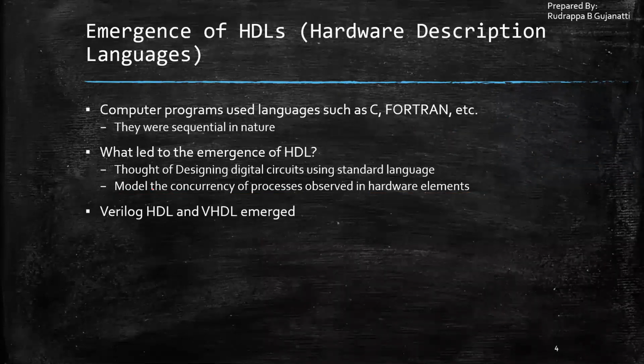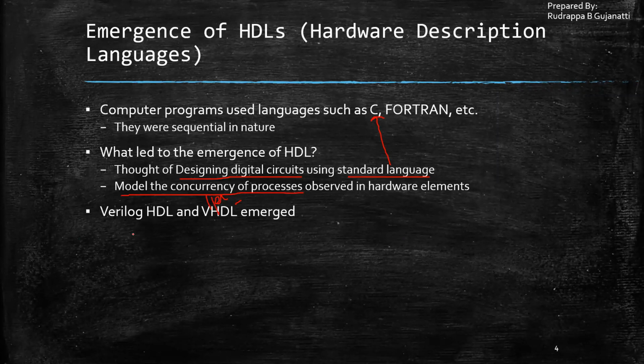So this is what led to the emergence of HDL. That is, first, can we have the designing of digital circuits in some standard language similar to C, Fortran, Pascal, which they provide. But along with that, we should provide the concurrency process. We should have a parallel approach, parallelism. So this also should be provided.